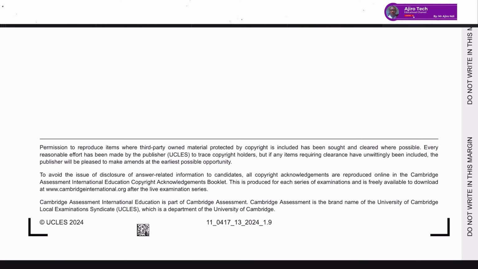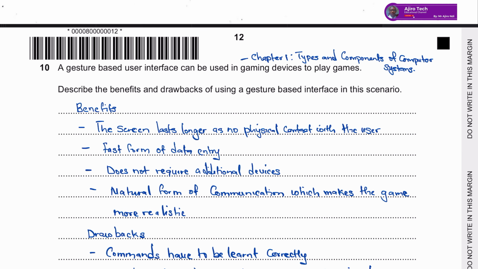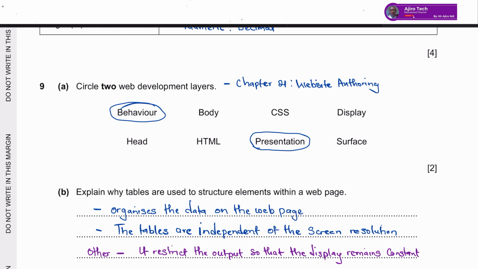Okay, so this brings us to the end of it. It's been a good one, from chapter 1 under the user interface. It's important for you to understand the user interface because we talk about the operating system, which allows communication between the user and the computer system. That's what the user interface is, literally. So questions came from chapter 1.